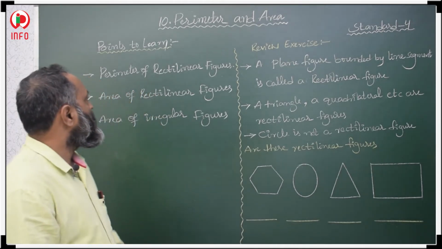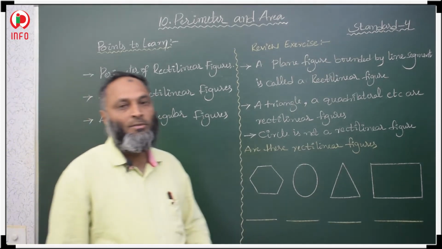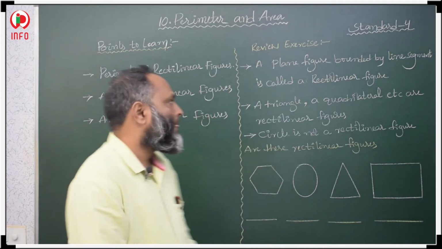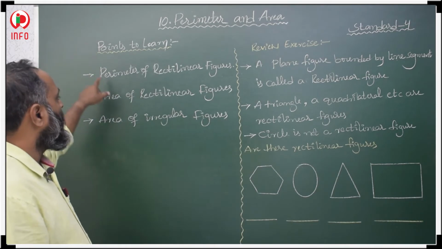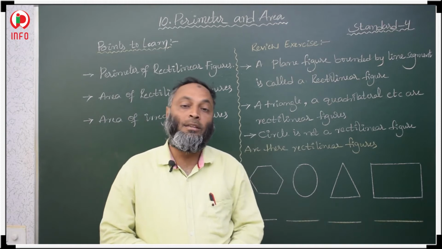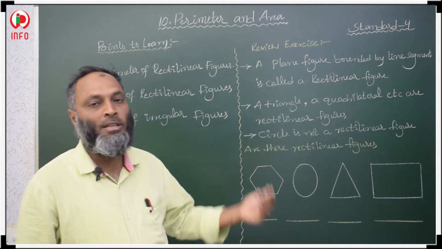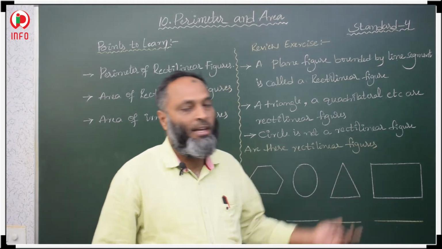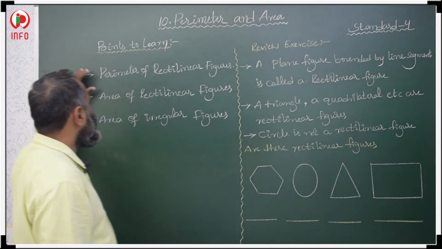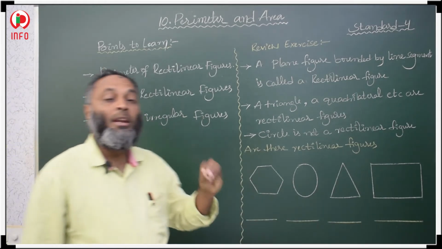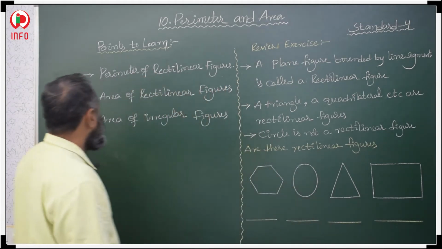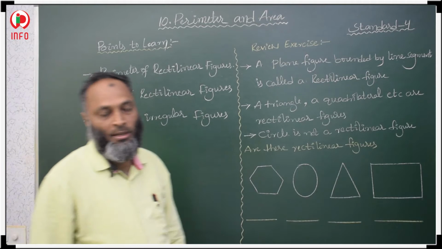See here, in this chapter, what concepts are we going to discuss? The first concept is the perimeter of rectilinear figures. So what is a rectilinear figure? This also we discussed in earlier classes, so again we recapitulate what is meant by rectilinear figures. It means in this chapter we are going to discuss the perimeter of rectilinear figures. The second concept is the area of rectilinear figures.